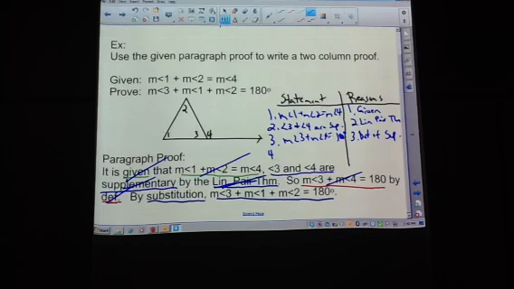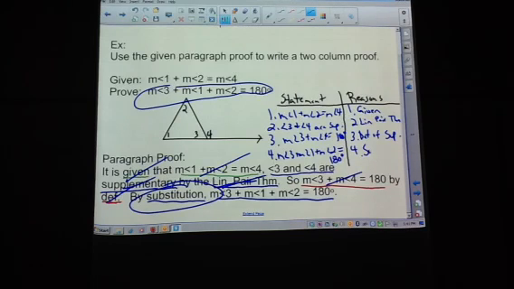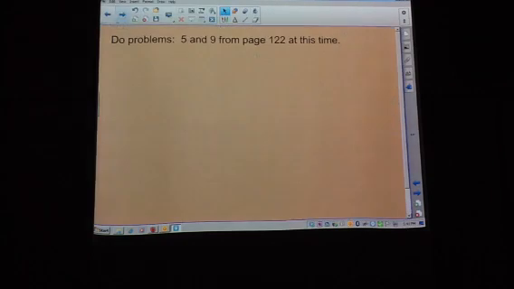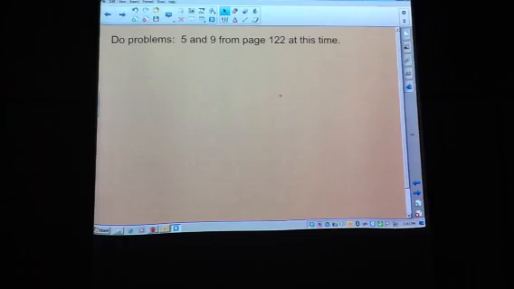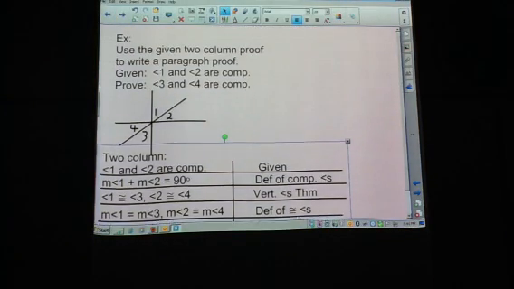And then this last thing here, what we're trying to prove, notice, is that the measure of angle 3 plus the measure of angle 1 plus the measure of angle 2 equals 180 degrees. And the reason is given to us. So everything for the entire problem is mapped out for you. All you had to do is write it in a different form. So not too hard of work there. Regular geometry students would be doing 5 and 9 from page 122 at this point. We're going to truck on through here and try and get this last one knocked out.